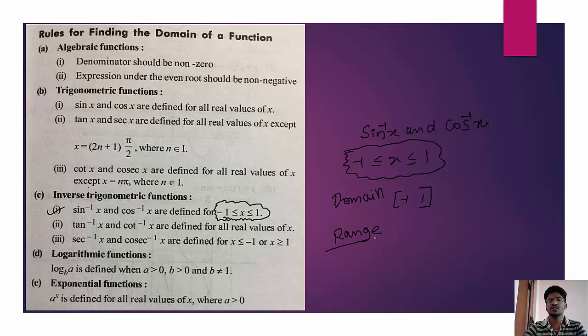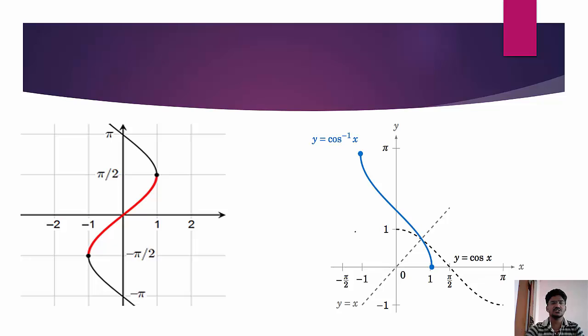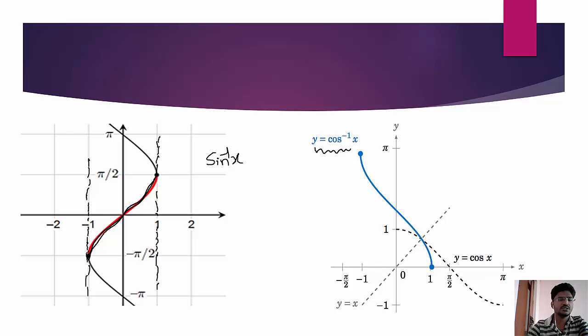Then what is the range? That is also very, very important. In this domain, what is the range? For that, let us go through the graphs of sine inverse x and cos inverse x. This is sine inverse x and this is your cos inverse x. See here, this is the interval from minus 1 to plus 1. From minus 1 to plus 1, this is the graph of sine inverse x.